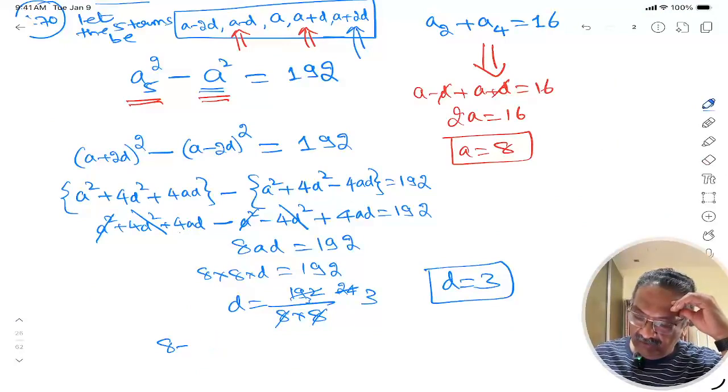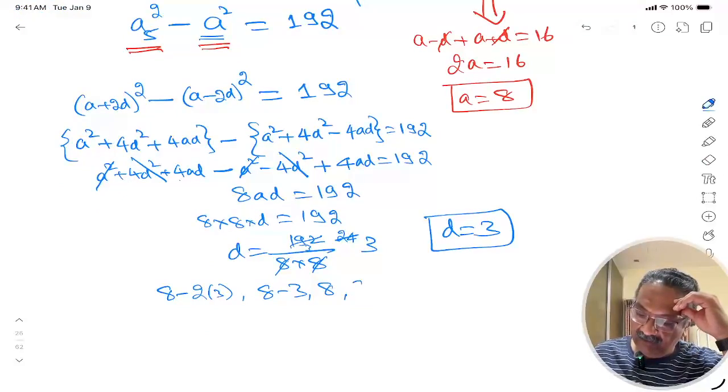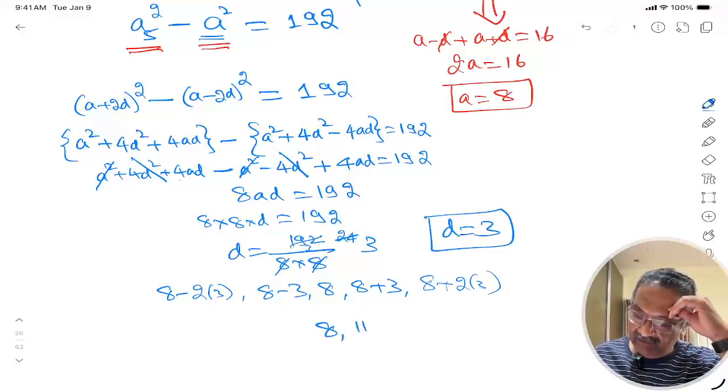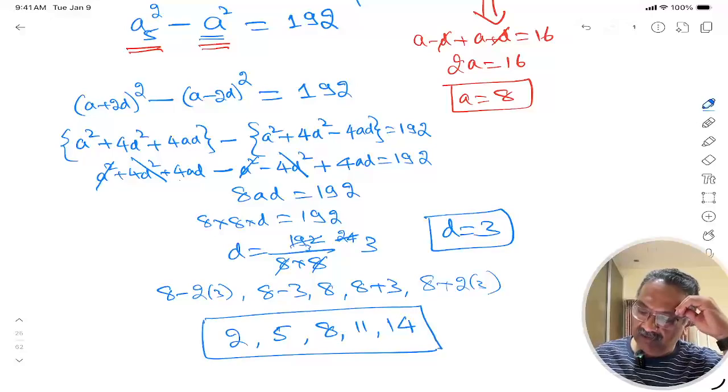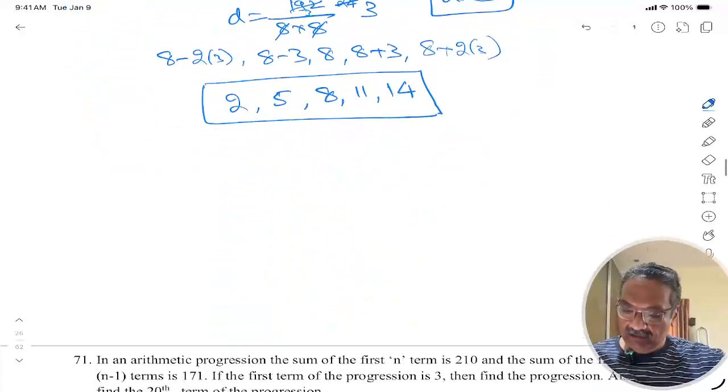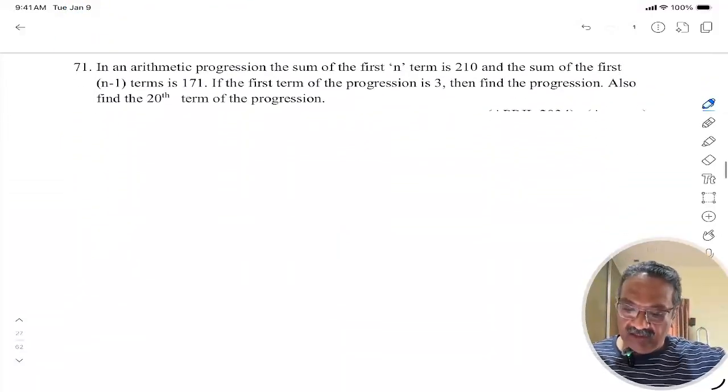2d will be 2 into 3, comma 8 minus 1d, 8 minus 3 and 8, comma 8 plus 3, comma 8 plus 2 into 3, or rather we get 8, 8 plus 3 is 11, plus 3 is 14, and then back, minus 3 is 2. So these are the 5 terms. Okay. Now let us come to the 71st question.